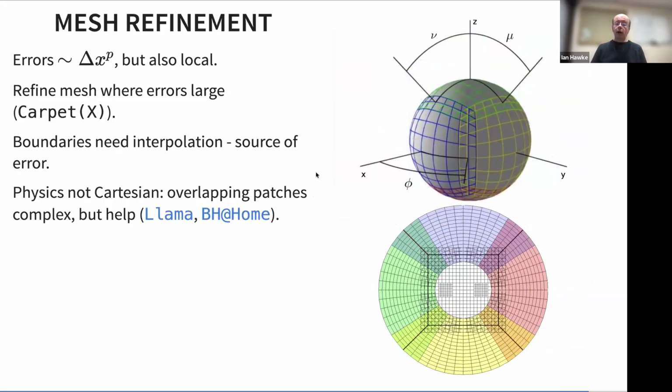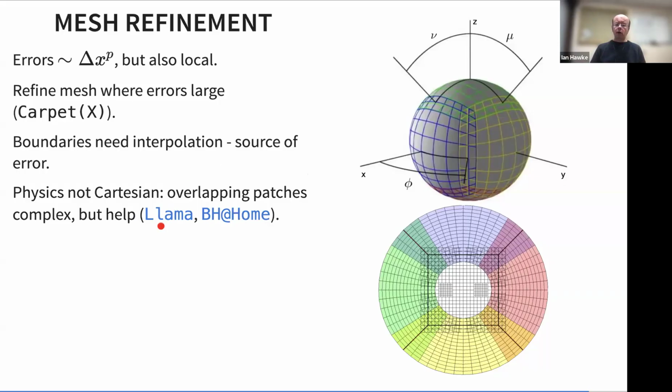Now, there is another way that you can use mesh refinement or use multiple overlapping patches in order to improve your efficiency, particularly for wave propagation problems. And that is because physics is not Cartesian. We expect the systems that we're working with to essentially have roughly spherical geometries, particularly at large radius. And this has been implemented in a number of different contexts.